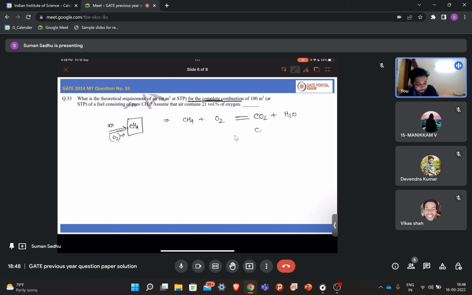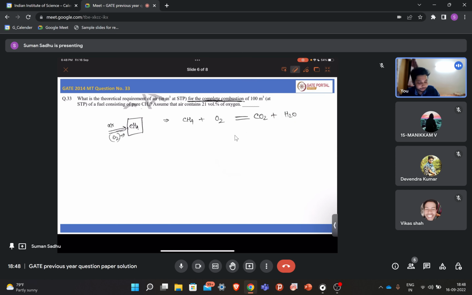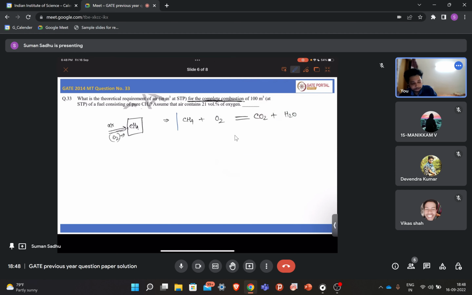It will not form CO or any other intermediate, because if it is forming CO, that means the combustion has not happened completely. So it will not form CO. It will form CO2 because it is stated that it is for complete combustion, right? In the question itself, every piece of data is given. So you just have to read the question properly, and then you can simply approach this question.